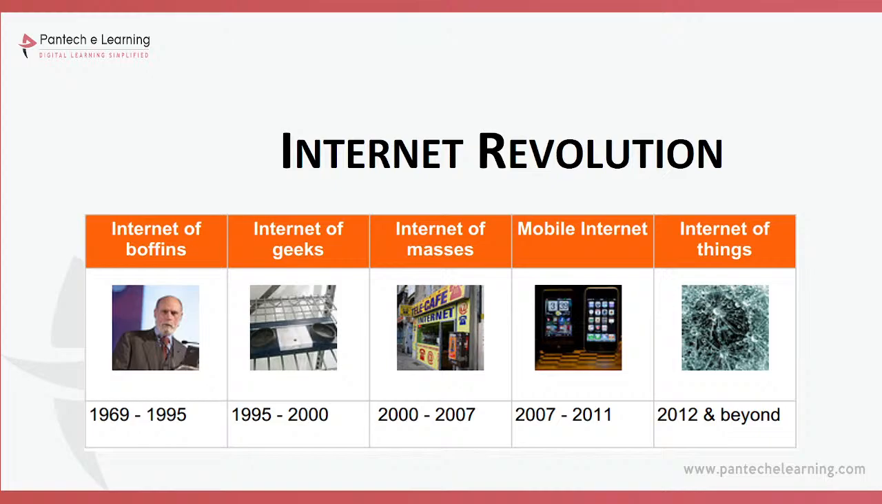Next, mobile internet, 2007 to 2011. Only then did our mobiles get internet, from 2007. Next, the Internet of Things, 2012 and beyond. It started in 2012 with IoT devices, and up to now it is growing more and more. Every device is connected to the internet nowadays: cell phones, laptops, cars, lights, home automation like a fan. Everything is connected to the internet.